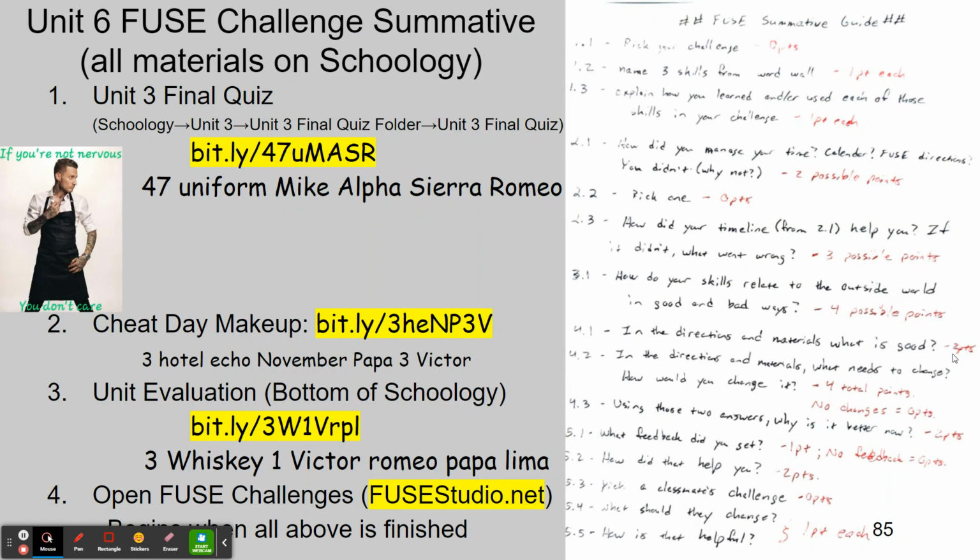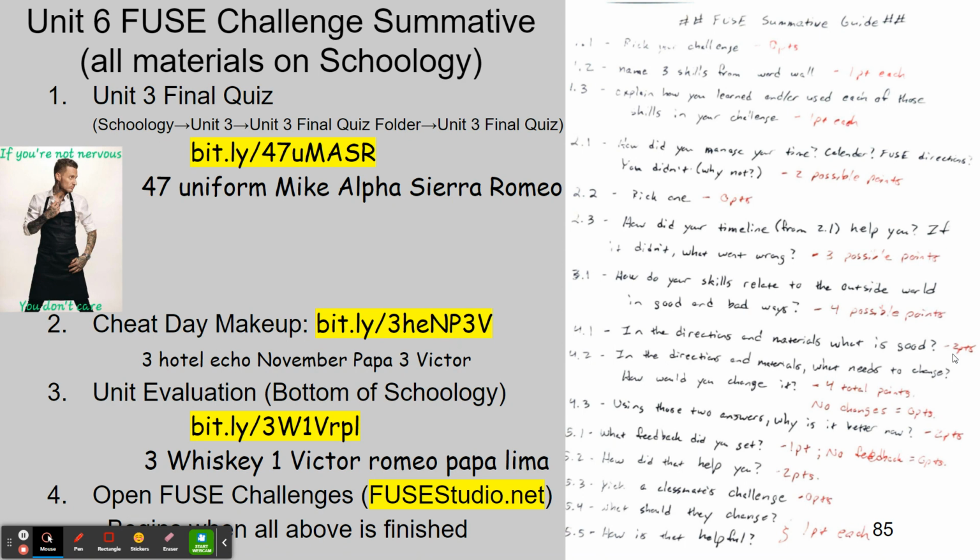That's what I got. There's your test. It says Unit 6. It should say Unit 3. Final quiz challenge. I'll make sure that the bit.ly on the screen is correct. We're going to assume that it is for right now. 47 uniform, Mike Alpha, Sierra Romeo. Actually, I got my lesson plan books. Let me check. Your cheat day makeup for certain. That's going to be correct.